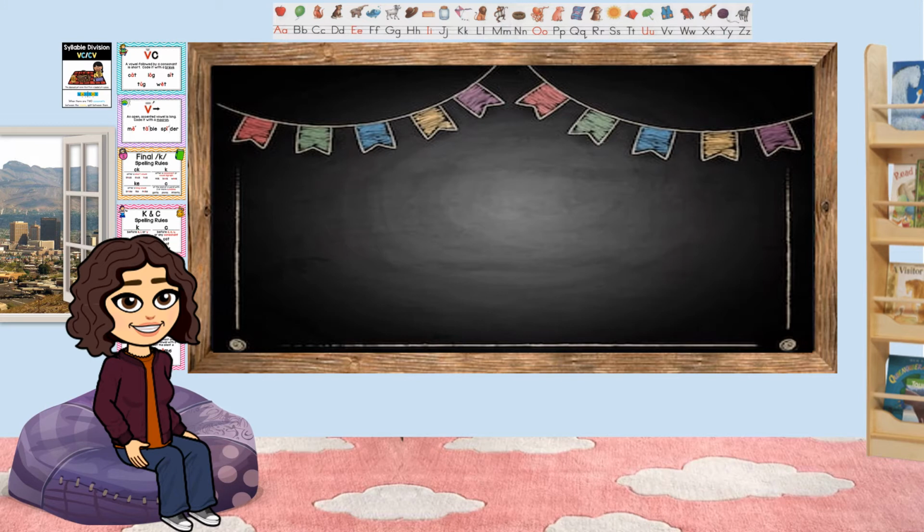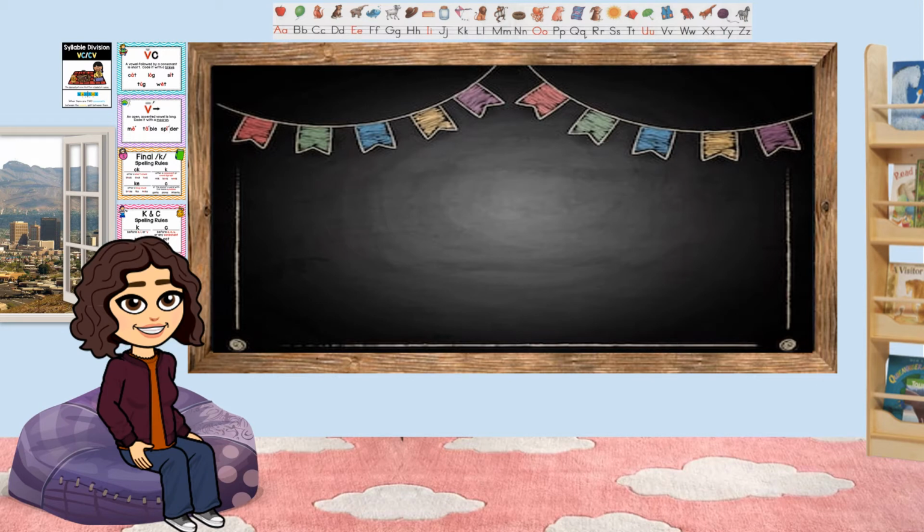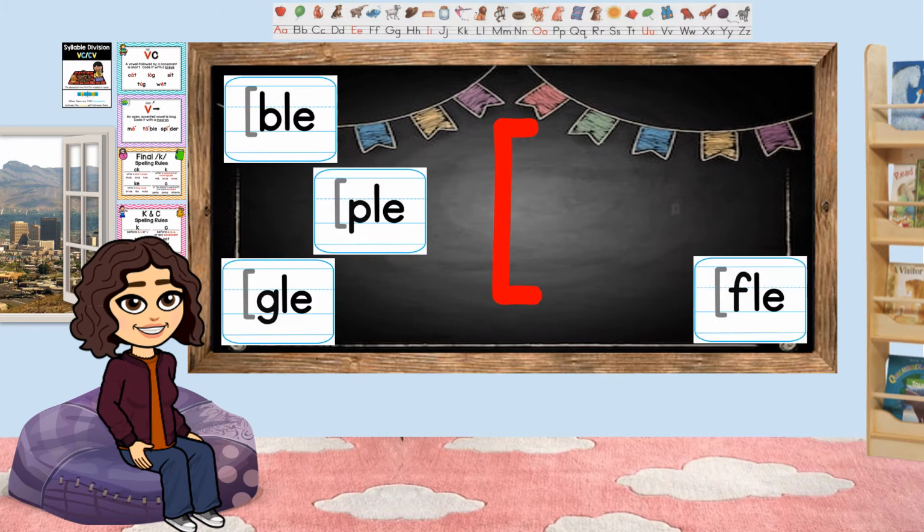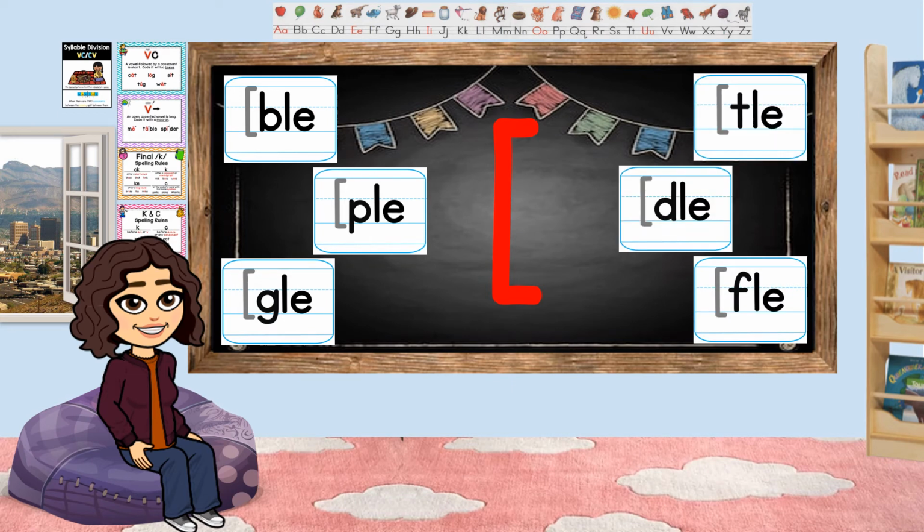Now let's practice coding some words up on the board. But before we begin, let's review some of our rules. How do we code a final stable syllable? We bracket them, and we put an accent on the syllable before the bracket, and we cross out the silent E. So far, we have learned about final stable syllable BLE, PLE, GLE, TLE, DLE, and FLE.